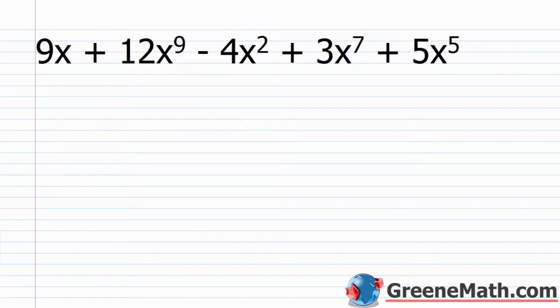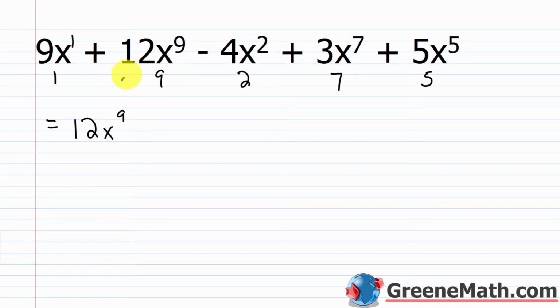All right, let's take a look at one more of these. So we have 9x plus 12x to the 9th power minus 4x squared plus 3x to the 7th power plus 5x to the 5th power. So the highest degree is going to go first. So if I look here, I have a degree of 1, I have a degree of 9, I have a degree of 2, a degree of 7, and a degree of 5. So 9 is the largest, so I'd start by writing 12x to the 9th power.